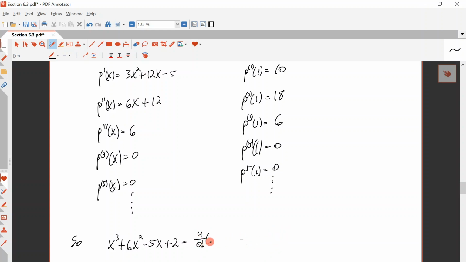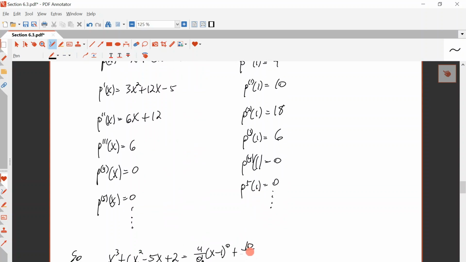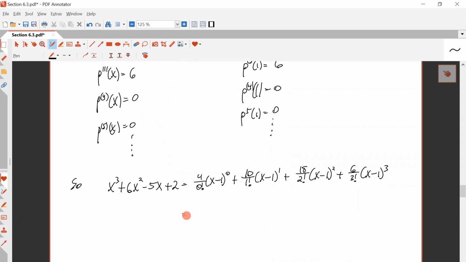4 over 0 factorial, x minus 1 to the 0, plus 10 over 1 factorial, x minus 1, plus 18 over 2 factorial, x minus 1 squared, plus 6 over 3 factorial, x minus 1 to the third. So simplifying this, and I'm not going to multiply these out, this just becomes 4 plus 10 times (x minus 1) plus 9 times (x minus 1) squared plus (x minus 1) to the third.